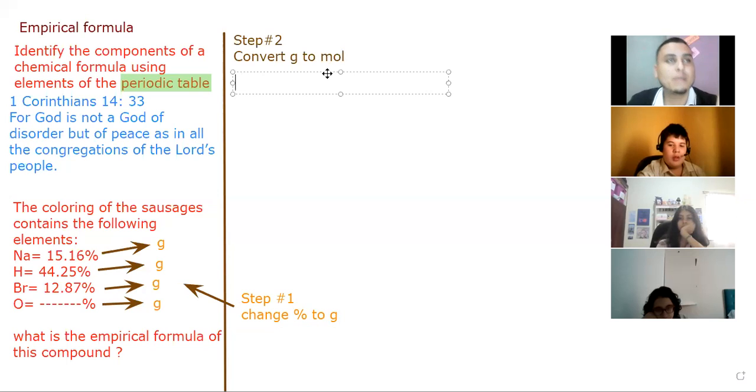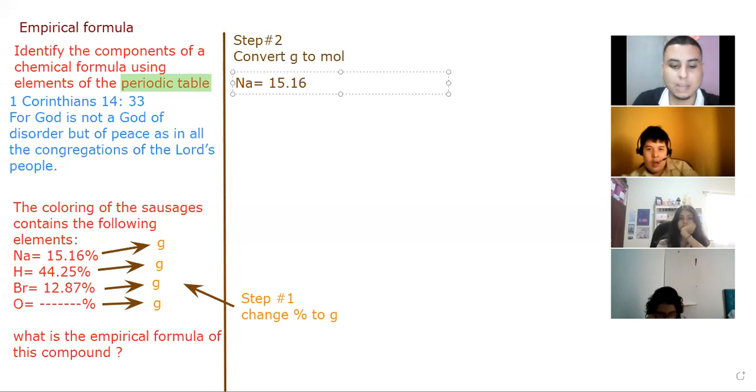For step number one, I used orange. That is orange, right? In step number two, I'm gonna use brown. I think that is brown. And I need to convert the grams of each element to moles. The process is very simple because it's the same.